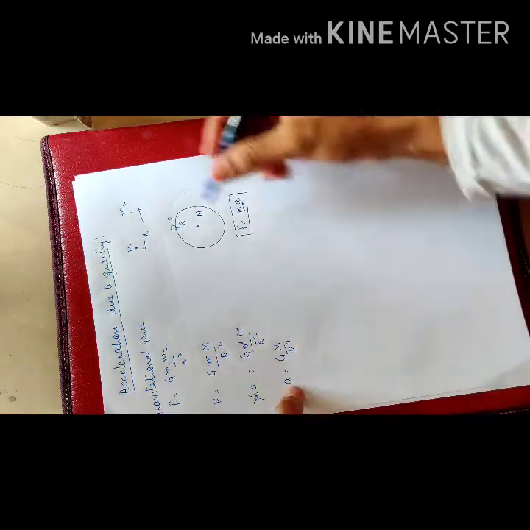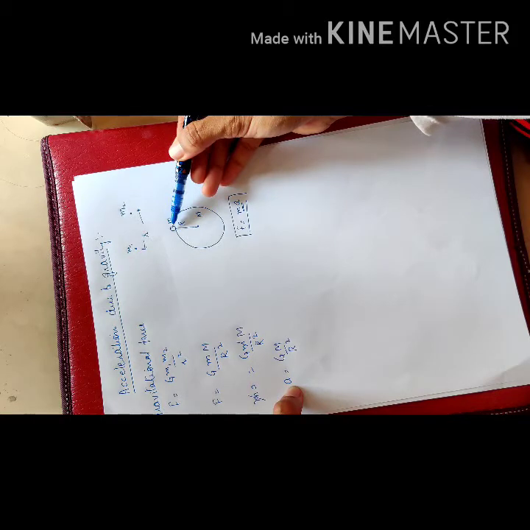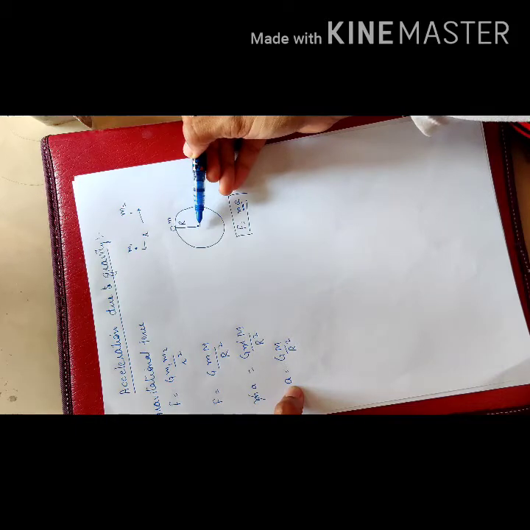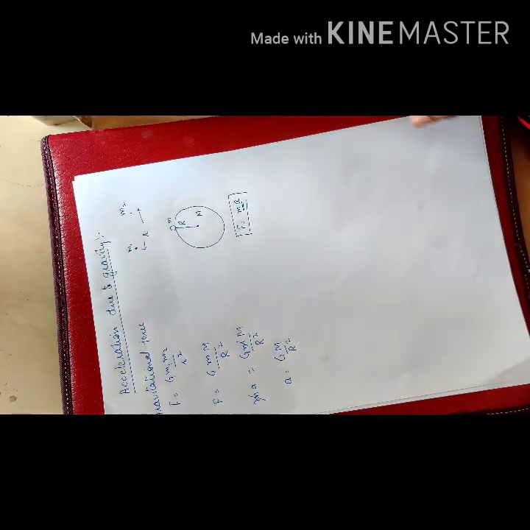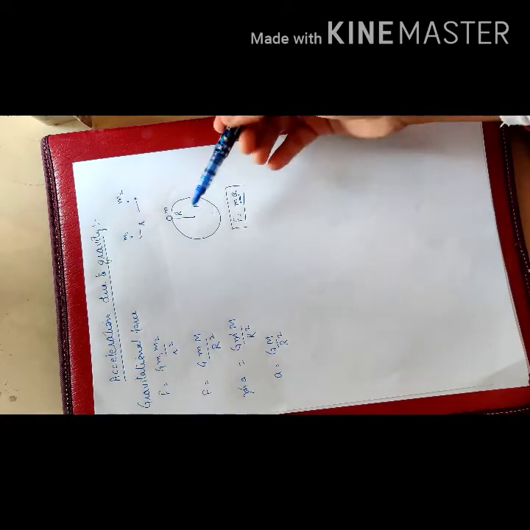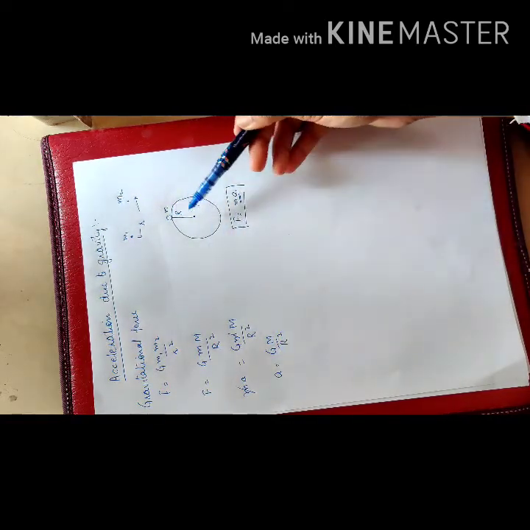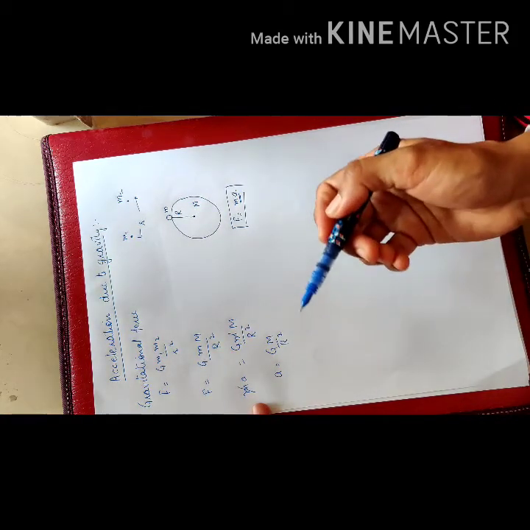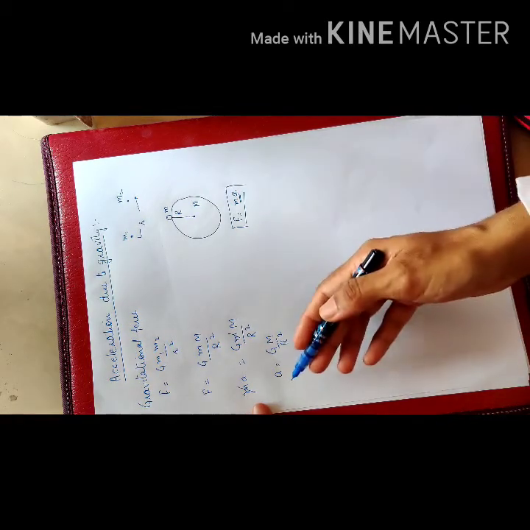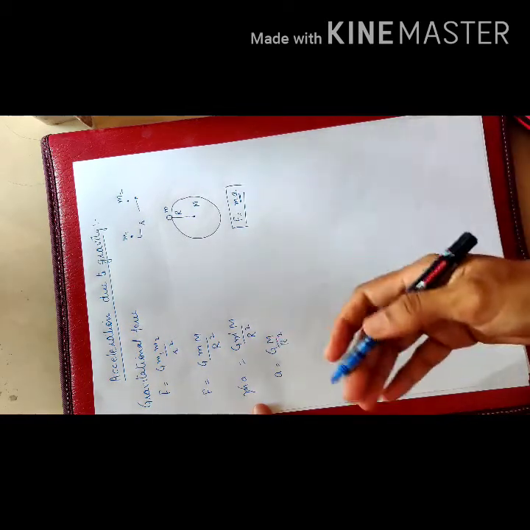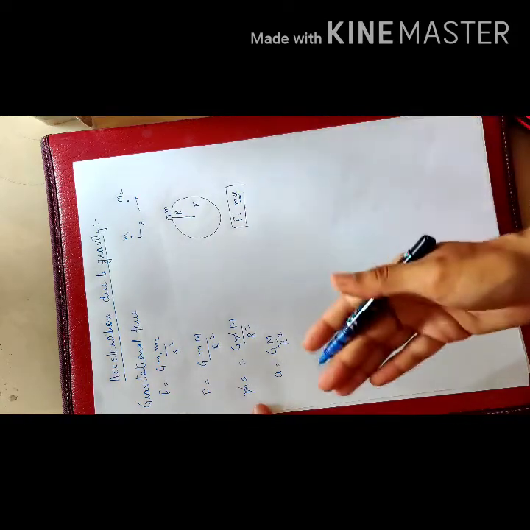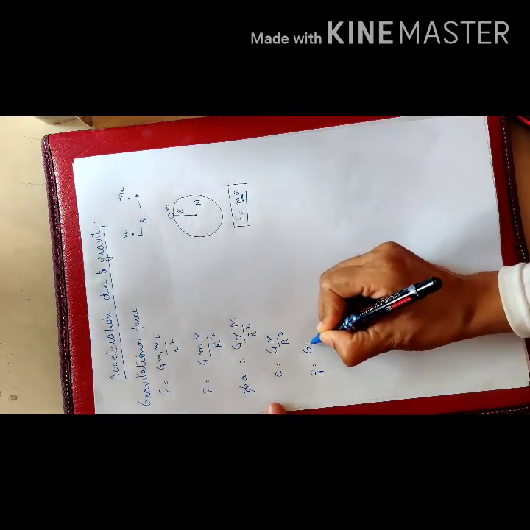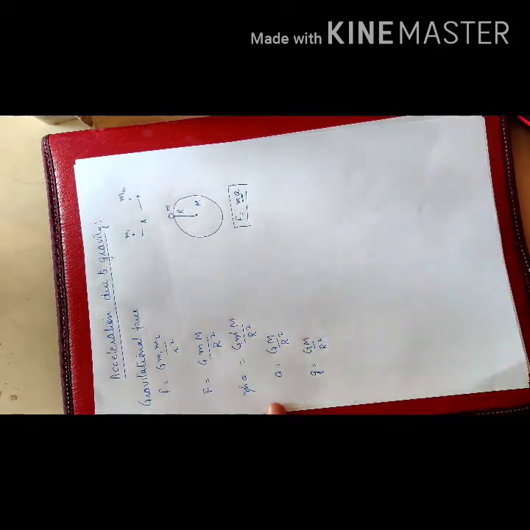What does this say? This is the acceleration by which the earth attracts this stone towards itself. So we can say it is the acceleration due to the gravitational force of the earth, and that's why it is called acceleration due to gravity, or in short, gravity. Every time we don't say such a long name, we call it gravity and denote it by small g. So g is equal to G M by r square.